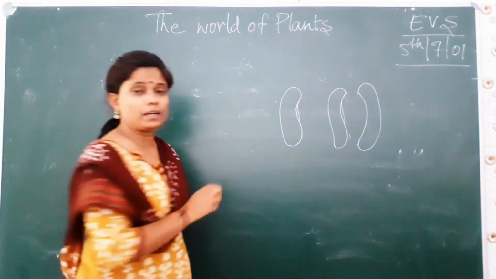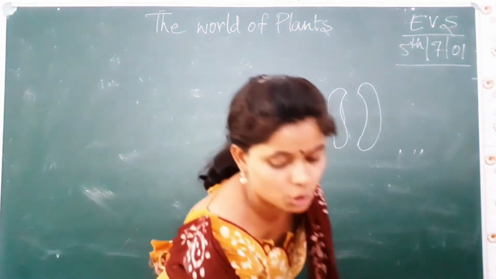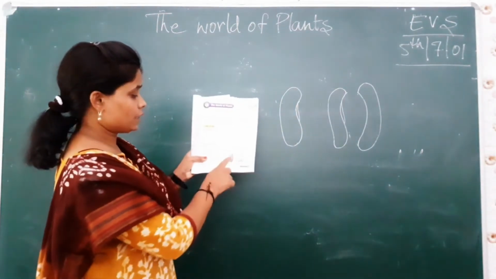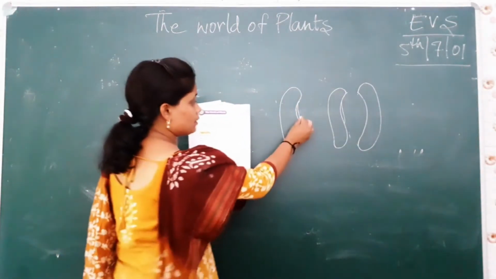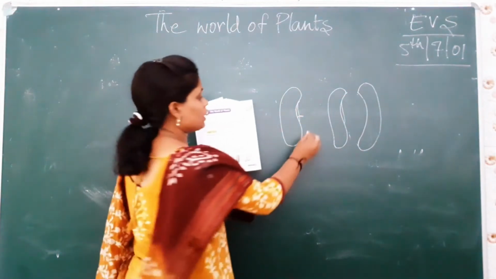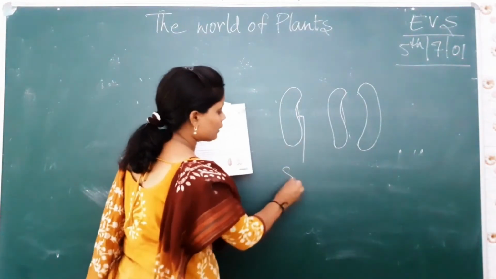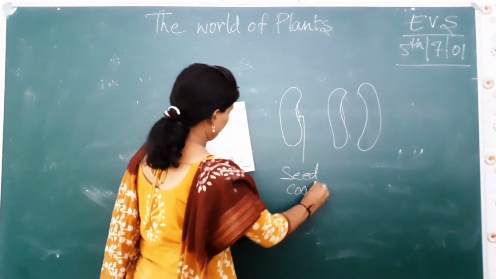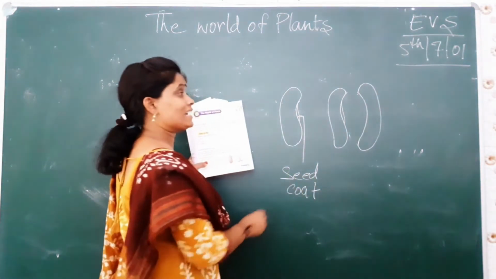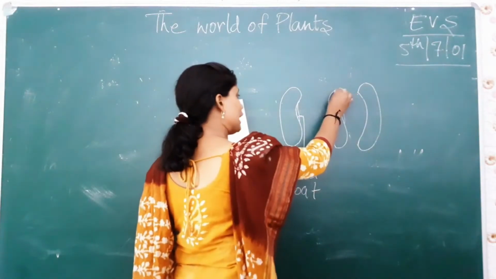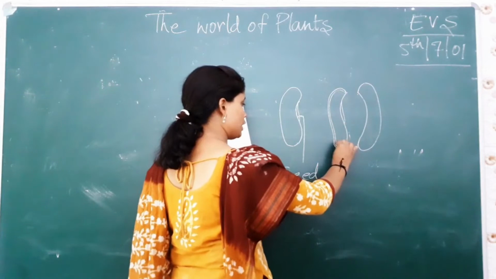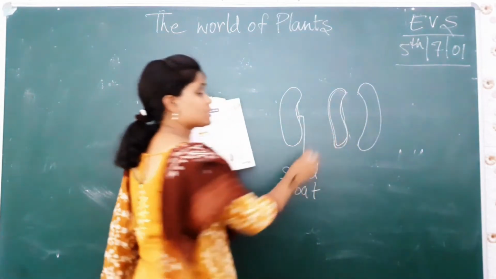So what is there? You can see your book, even I can show you. See over there, it's given. So what is it? This part is called the seed coat. Why? Because it covers. Here one more lining is there. It is the covering, a peel.